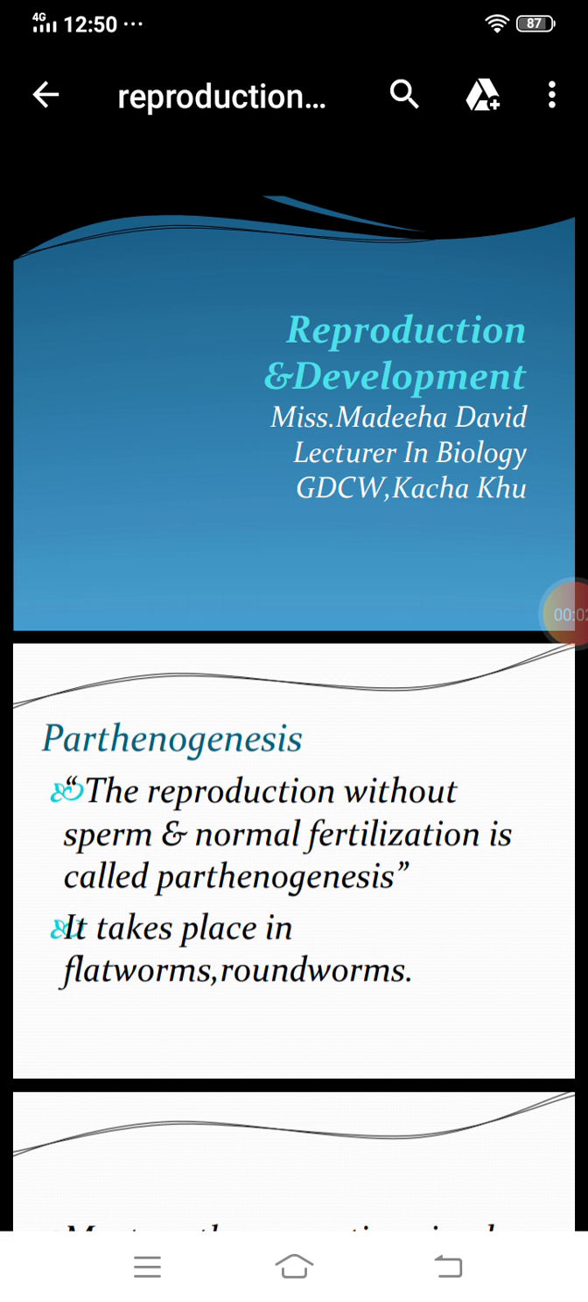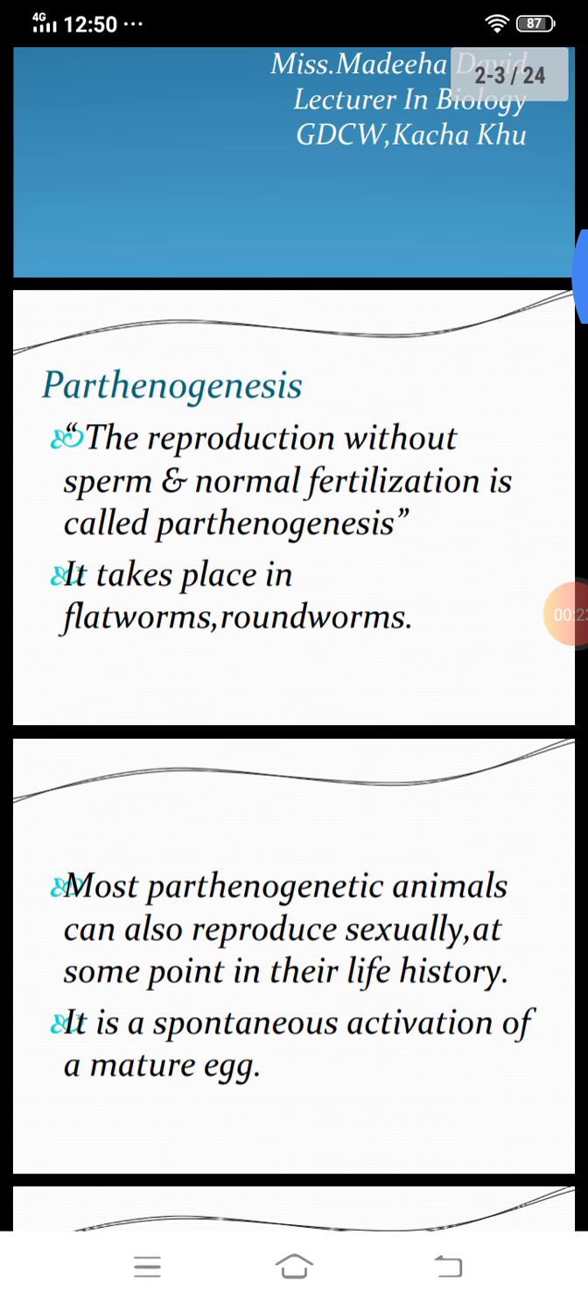In biology, reproduction and development, today we will discuss parthenogenesis. It is defined as reproduction without sperm and normal fertilization. That is, in this process, there is no fertilization. It takes place in organisms like flatworms and roundworms.